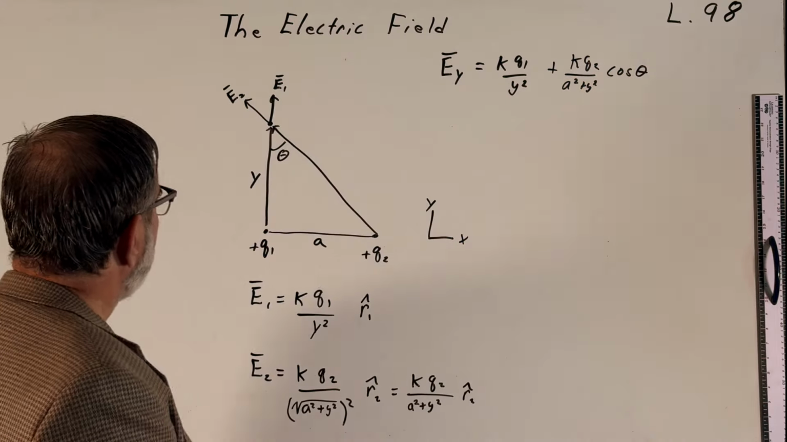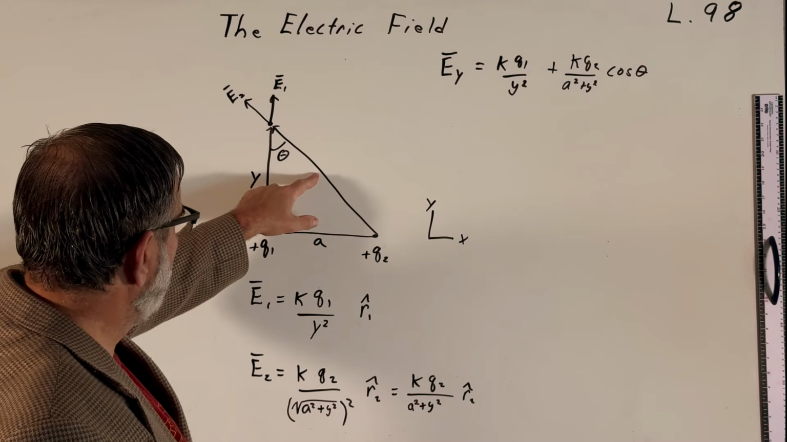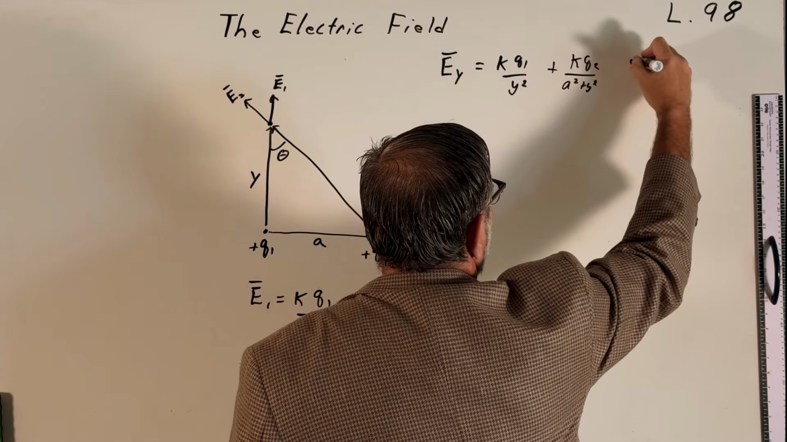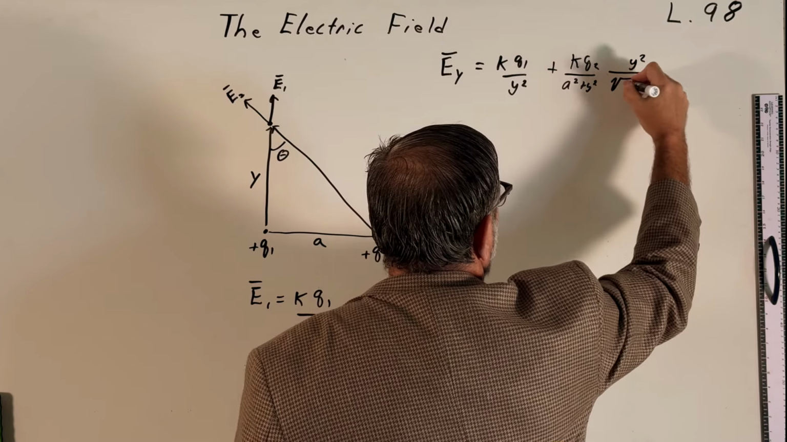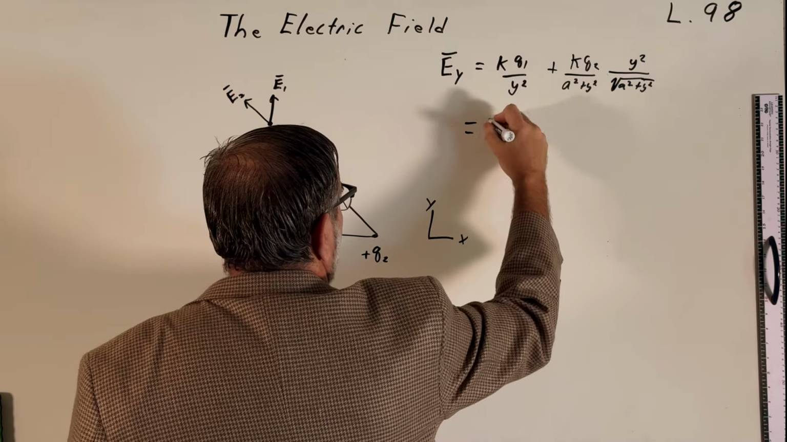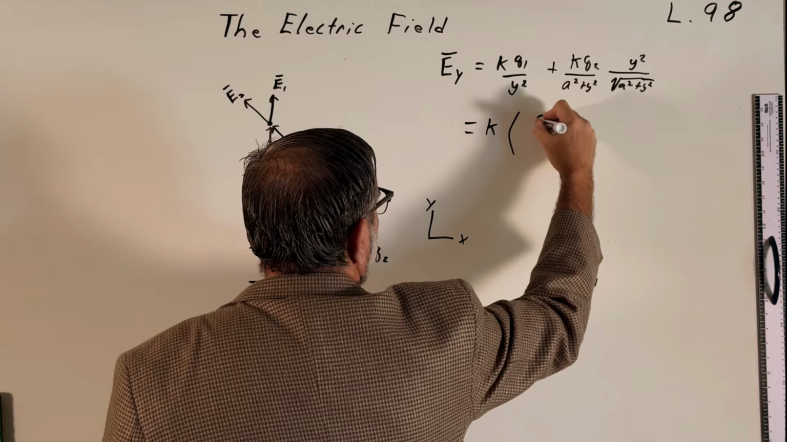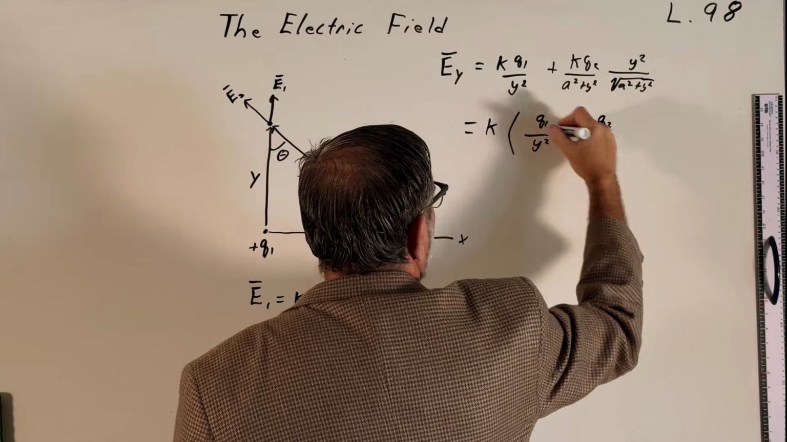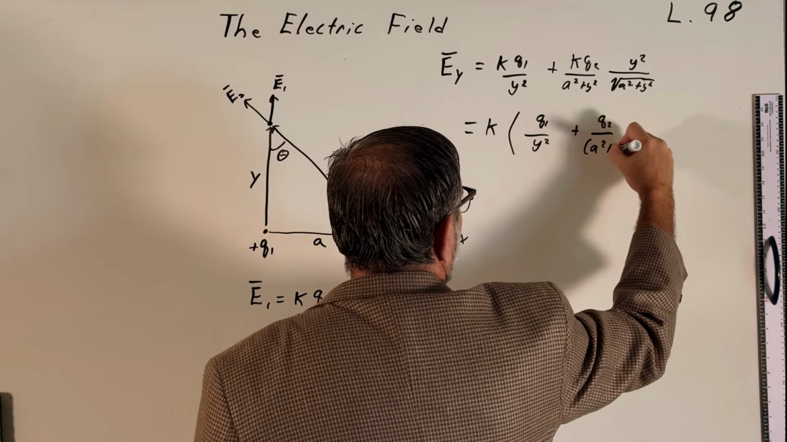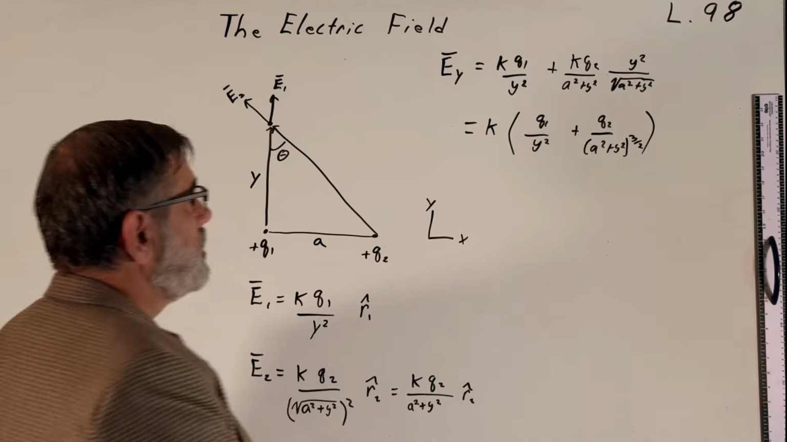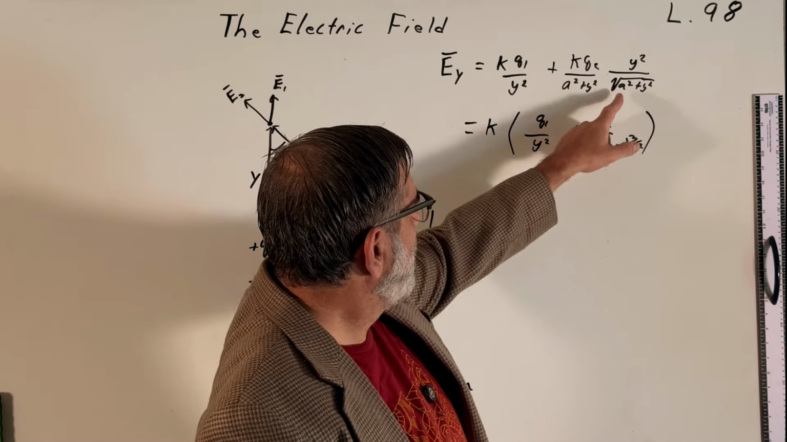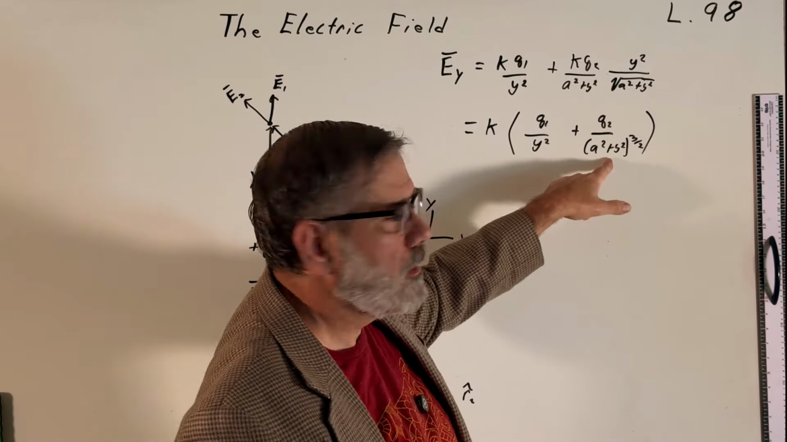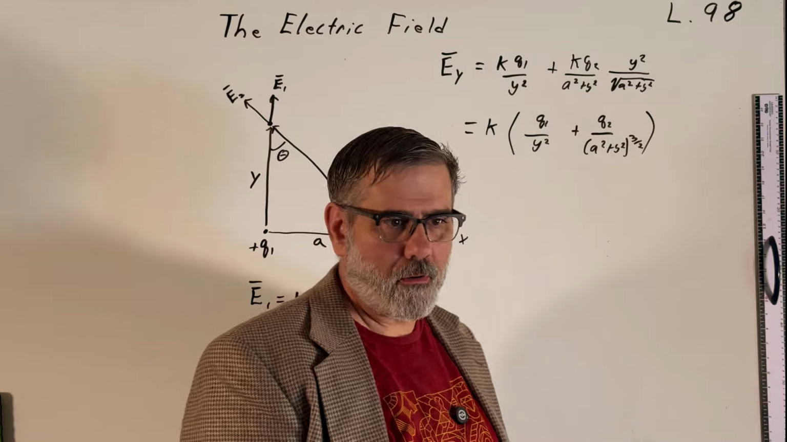But what is the cosine of theta? Well, it's Y over the square root of A squared plus Y squared, right? So I can replace cosine of theta with Y squared over the square root of A squared plus Y squared, which I can rewrite as K times Q1 over Y squared plus Q2 over the quantity A squared plus Y squared to the 3/2. Because if you think about it, this squared is A squared plus Y squared. This quantity cubed is this, A squared plus Y squared to the 3/2 power, right?